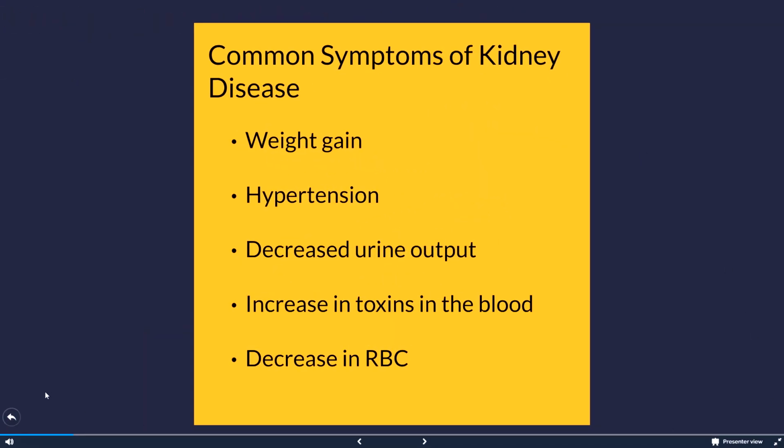The reason we've gone over a brief review of a healthy kidney is so we can better understand what happens when our kidney is not healthy. The signs and symptoms of a diseased kidney directly correlate with the functions of the kidney if it's not able to do its job. So weight gain, if it's not able to excrete the fluid it needs to, hypertension due to that renin secretion that plays a role in blood pressure, decreased urine output, which could also lead to the weight gain and increase in fluid volume, increase in toxins in the blood, which we're going to tie into lab values later on in this module, and a decrease in red blood cell production due to that erythropoietin process.